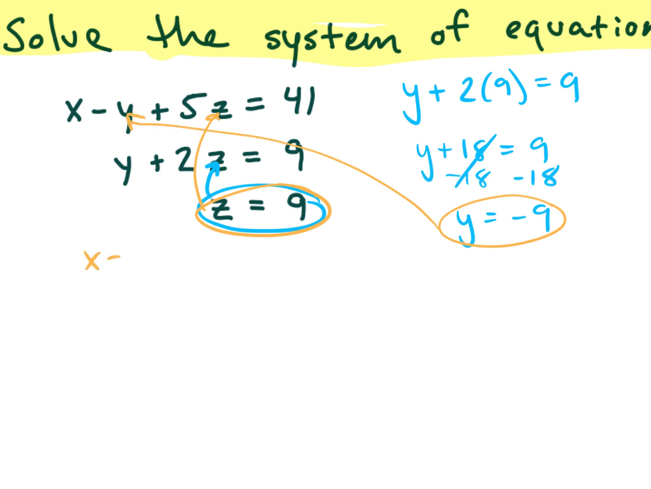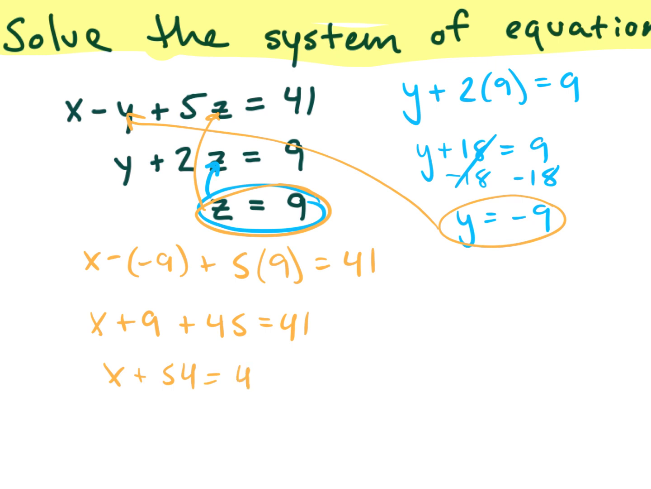So we have x minus negative 9 plus 5 times 9 is equal to 41. So x turns into a plus 9, plus 5 times 9 would be 45, is equal to 41. x plus 54 is equal to 41. We subtract 54 on both sides. So x is equal to negative 13.